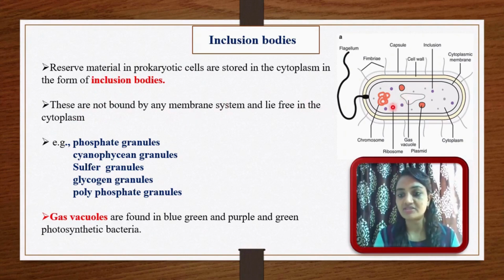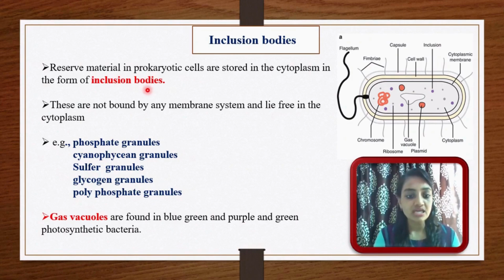Here you can see purplish structures. These dot-like structures are inclusion bodies, and they lie freely in the cytoplasm. Such inclusion bodies may be of many kinds: phosphate granules, cyanophycin granules, sulfur granules, glycogen granules, polyphosphate granules. It depends on which type of reserve material is found in the cytoplasm.